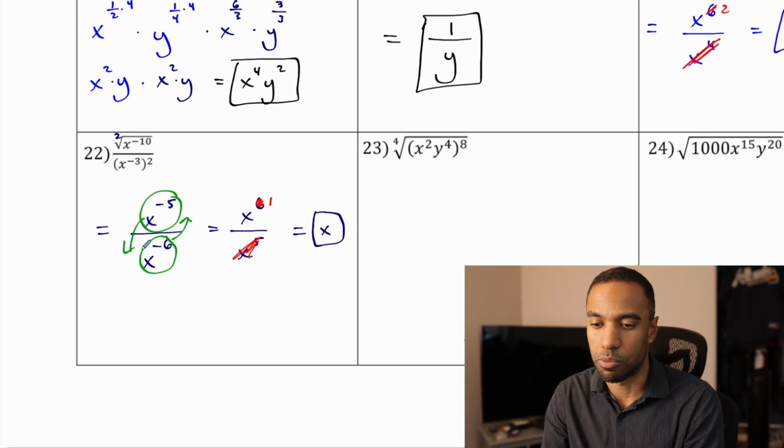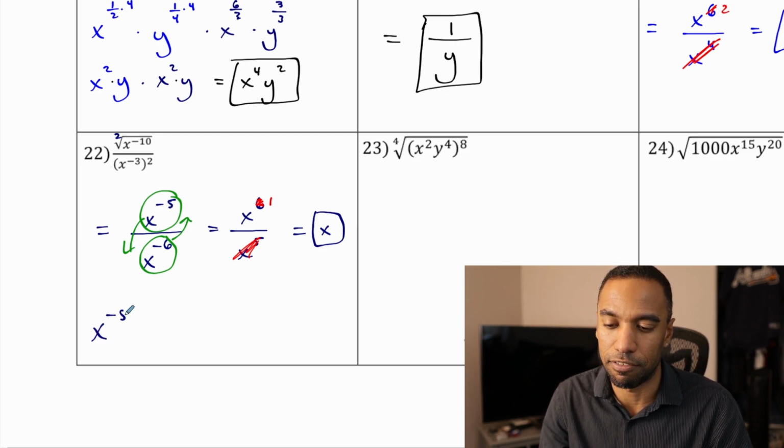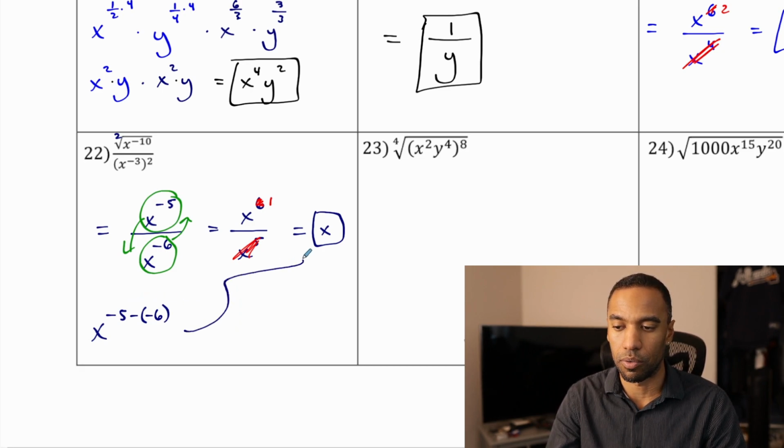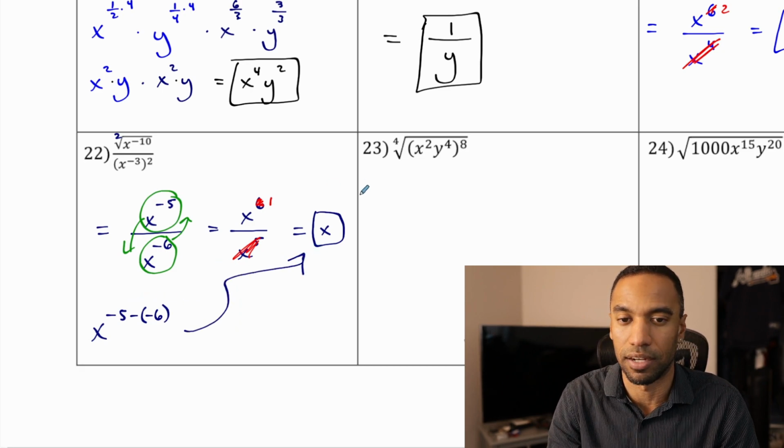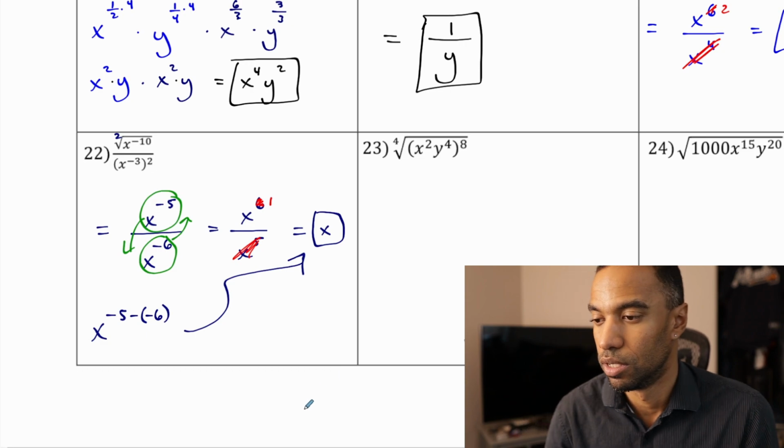You could use your division property here. That would be x to the -5 minus -6 power. Probably a lot of negatives for someone to work with, but you will get x to the 1st power from that.